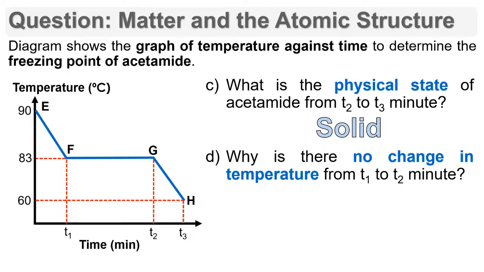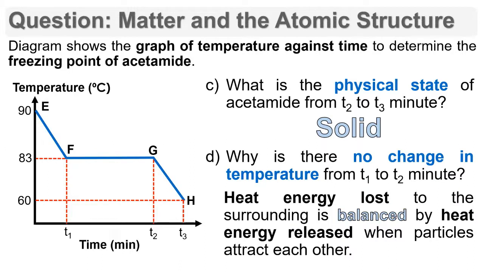From T1 to T2, freezing occurs where liquid becomes solid. There is no change in temperature because heat energy lost to the surrounding is balanced by heat energy released when particles attract each other.